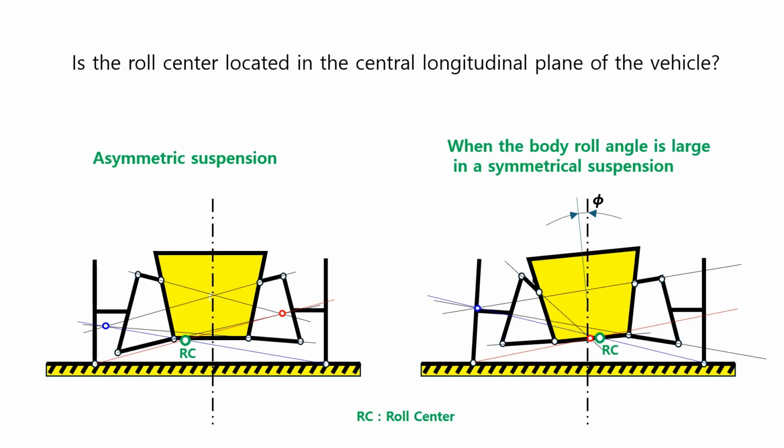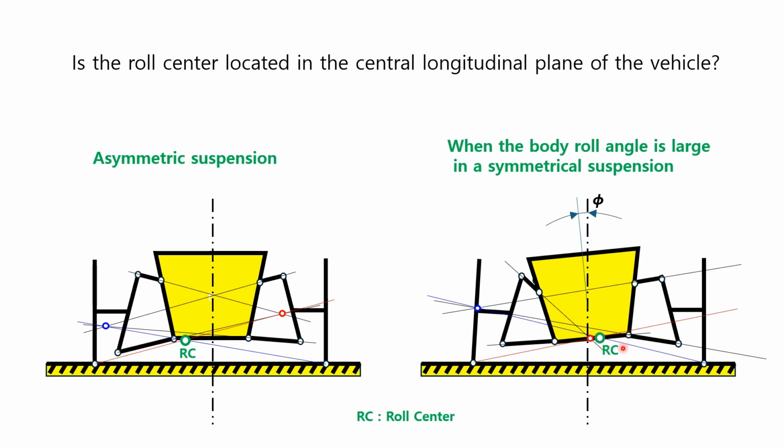Is the roll center located in the central longitudinal plane of the vehicle? In a symmetrical suspension, if the lateral acceleration is small, the roll center is located in the central longitudinal plane of the vehicle. However, if the suspension is not symmetrical, or if the body roll angle is large due to the lateral acceleration, the roll center will be off the central longitudinal plane of the vehicle.